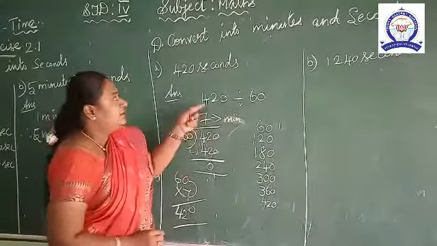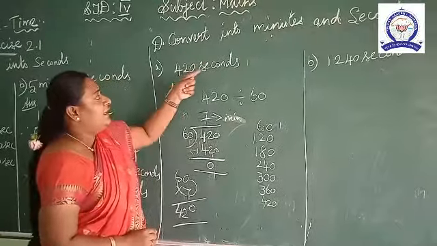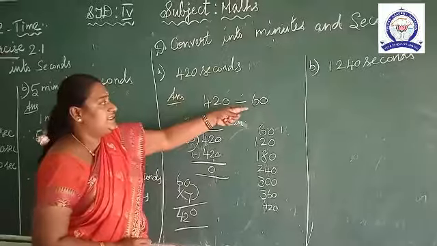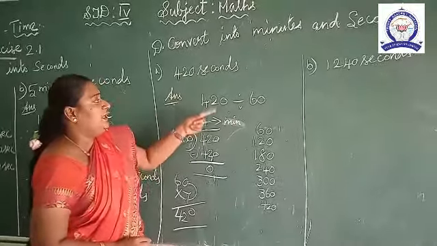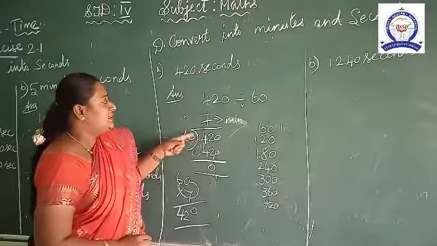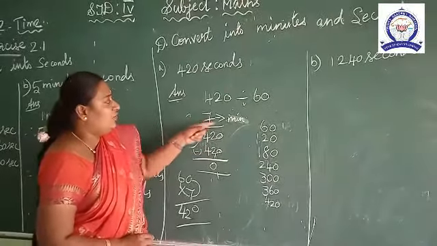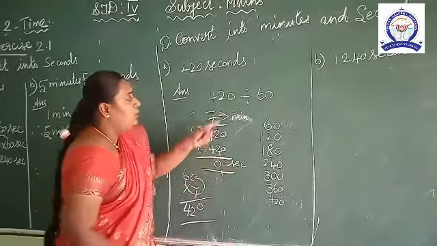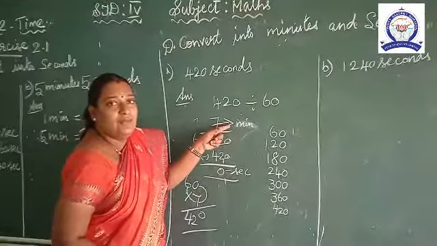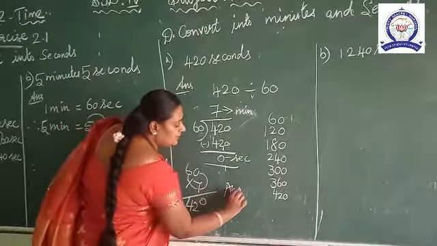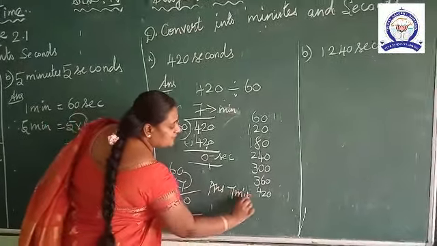Okay. So the given question, 420 seconds, we have to convert into minutes. So 420 divided by 60. If you divide 420 divided by 60 means 7 sixes are 420. Therefore, there is no remainder. So seconds is 0. Answer is 7 minutes. Convert into minutes, no? So answer 7 minutes.